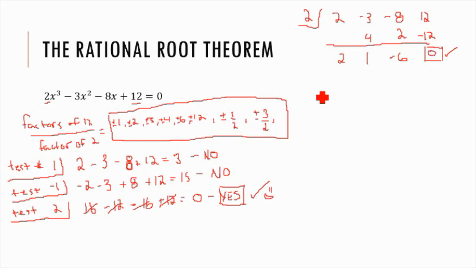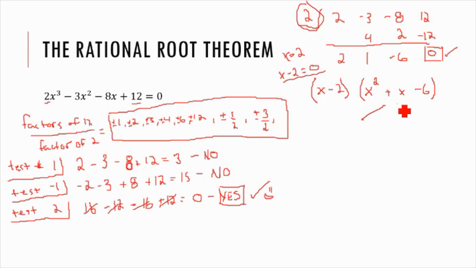So don't forget I did x minus 2. Don't forget this is minus. If x equals 2, that means x minus 2 is our factor, and that's what equals 0. So my factor is x minus 2. My root is 2. And so my resulting quadratic is x squared plus x minus 6.